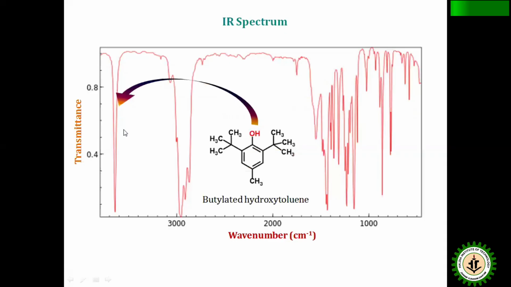Now if we consider another alcohol, which is butylated hydroxytoluene, in this compound we can see that on both sides of this hydroxyl group there are two bulky tertiary butyl groups, which prevent these molecules from coming closer and forming hydrogen bonds. Therefore, these molecules do not form hydrogen bonds, and the OH stretching vibration, as can be seen here, is quite sharp.